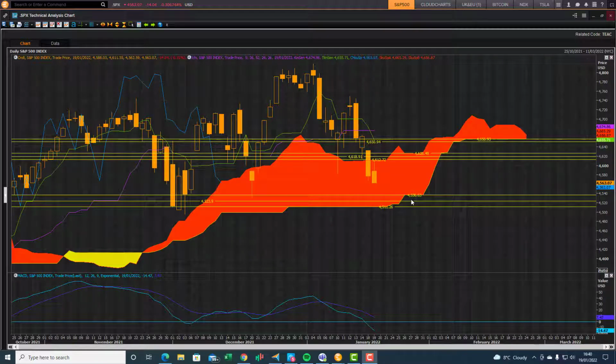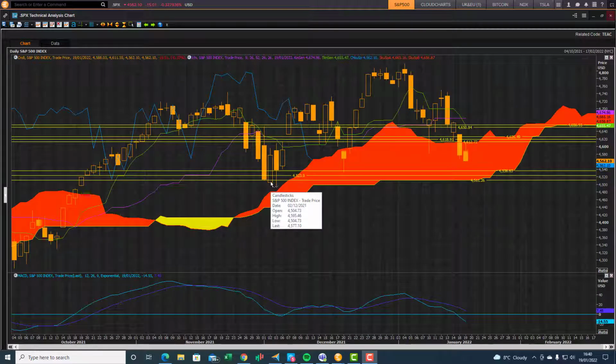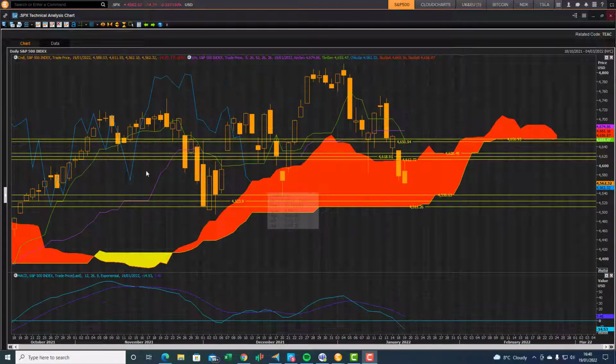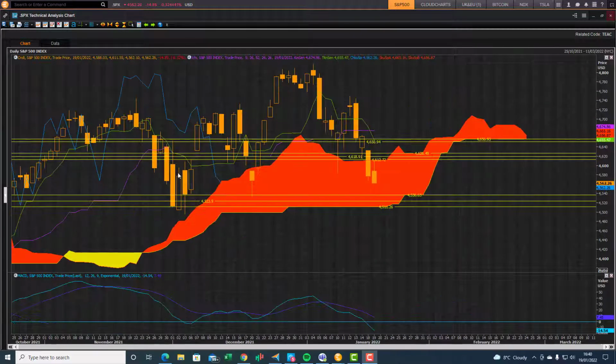So watch out for those levels. Now these levels coincide well with the November lows there, where they started to rebound as well, and then these October levels there as well, so watch out for these levels. That's the bottom end cloud chart support zones where we can see a potential rebound.